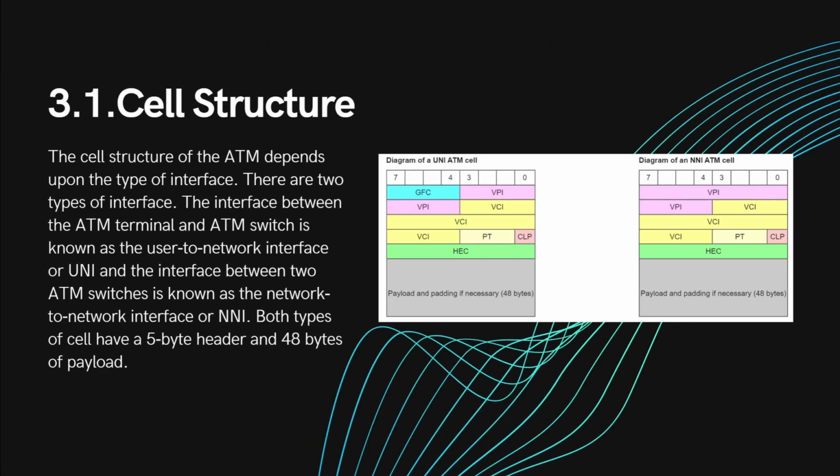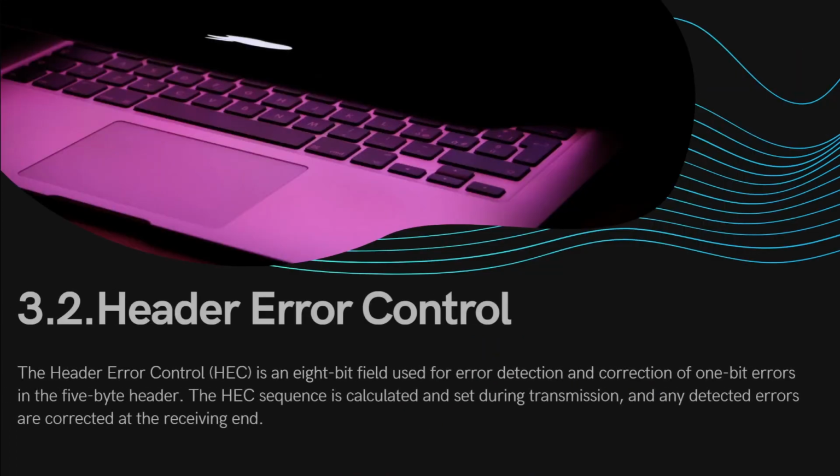So, moreover, here is the cell structure. The ATM cell structure depends on the type of interface used. There are two types of interface: user to network interface, which we call UNI, and the network to network interface, which is NNI. The UNI is the interface between the ATM terminal and the ATM switch, while the NNI is the interface between two ATM switches. Okay, so go to another slide.